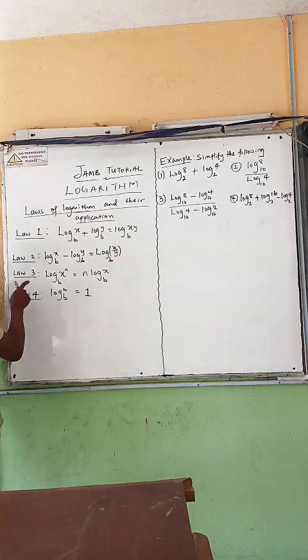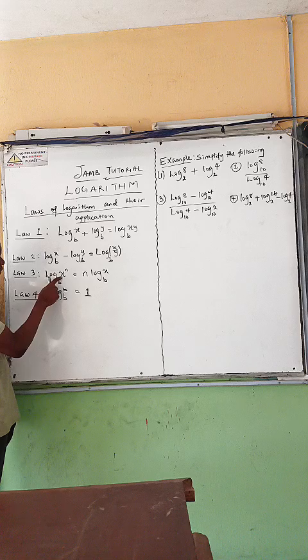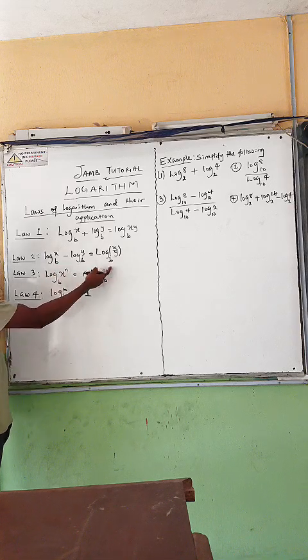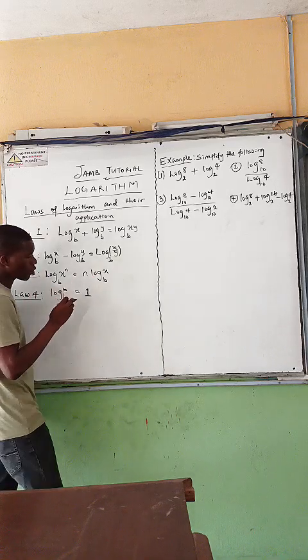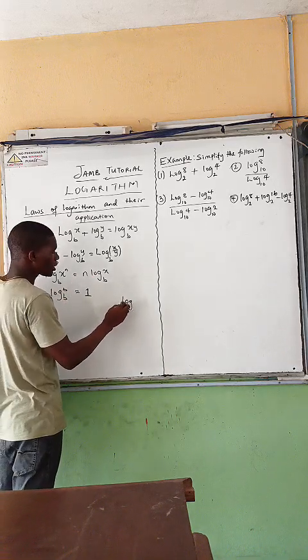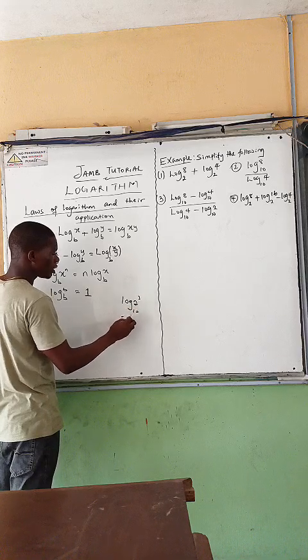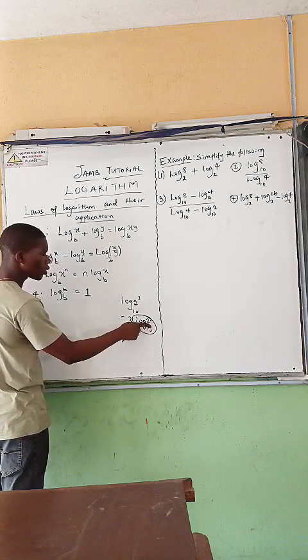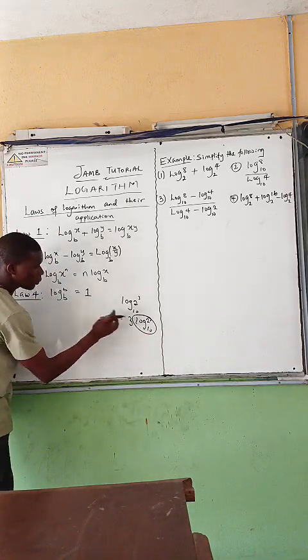And then this law is commonly known as the power law. That means when we have a number that has a power, we can bring the power to multiply the whole logarithm. I'll give us a quick illustration of that. So if we have, let's say, log 2 raised to power 3 to base 10, then this equals 3 log 2 to base 10. So 3 multiplies this log 2 to base 10, right? Whatever log 2 to base 10 is, 3 multiplies it.